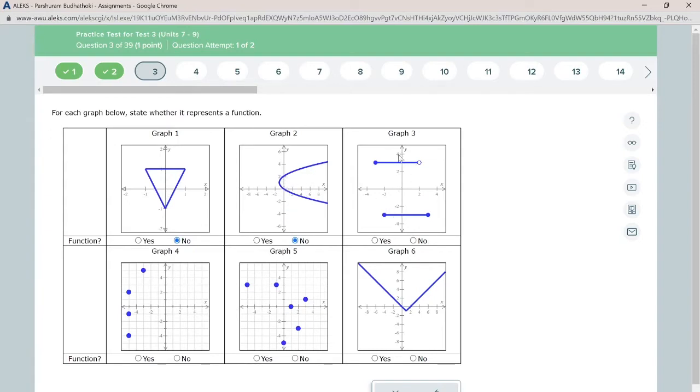Even here it's very easy for this one because the y-axis is a vertical line and it's crossing more than 1 point, so it's not a function. Here if you draw through these points, as you can see there are 3 points on the same vertical line, so it's not a function.